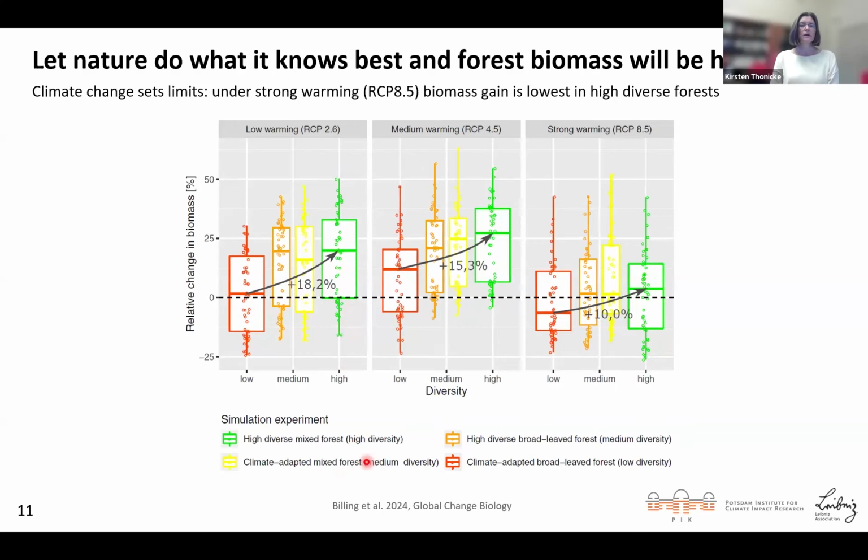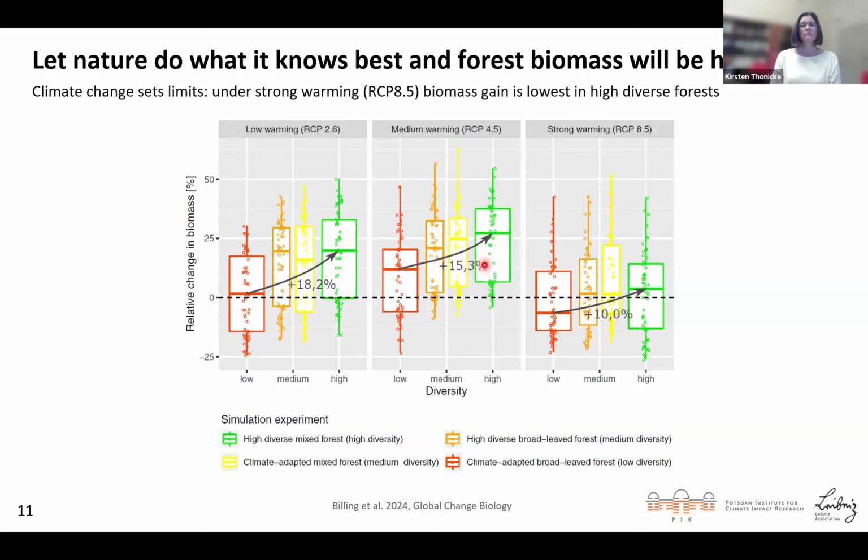The two high diverse broadleaf forest or mixed forest, they take sort of an intermediate position. Under RCP 4.5, the difference is a bit smaller between the red and the blue, the green box plot, I'm sorry. And the gain of the biomass is increasing.